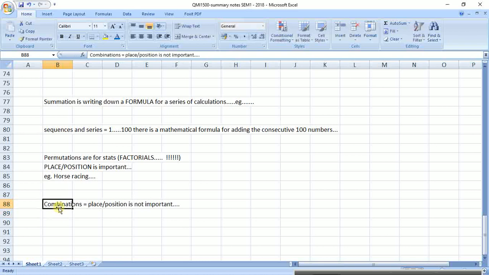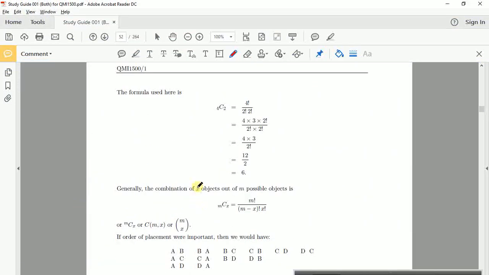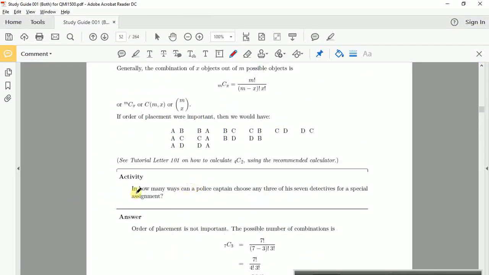Okay, and then you use the button NCR. Here it was NPR. Okay, on your calculator. Let's look at an example. In how many ways can a police captain choose any 3 of his 7 detectives for a special assignment? So how many detectives does he have? 7. So out of 7 detectives, he's going to choose 3. He can choose 35 different combinations.